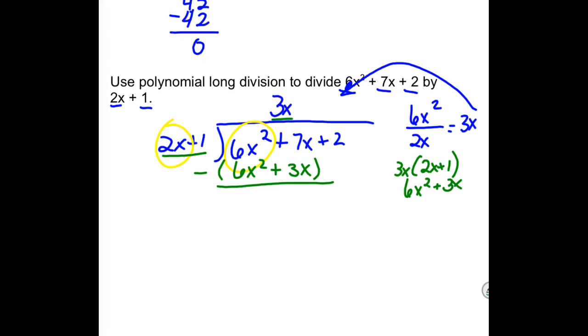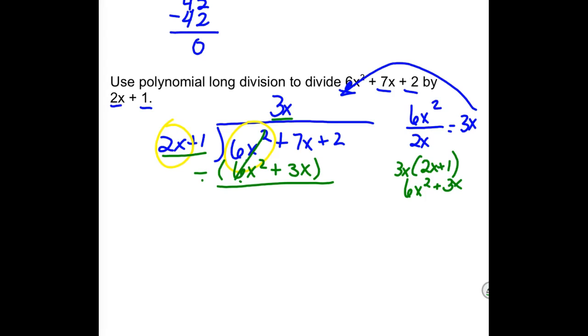Okay? We are taking 6x squared. We are subtracting a 6x squared. There's nothing left for my first column. That should always happen. When you do the subtraction process, that first column should always disappear. If it doesn't, you did something wrong, go back and fix it. Don't keep going. All right, first column is gone.